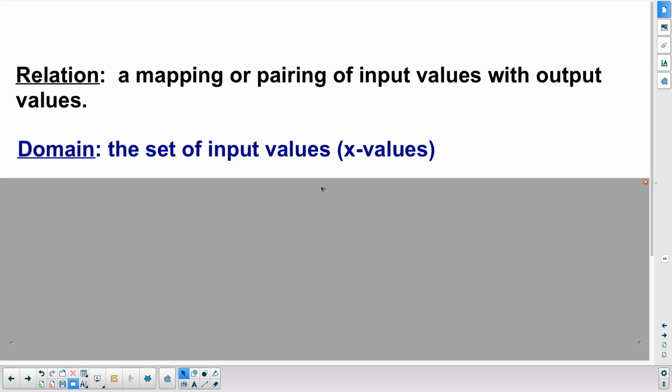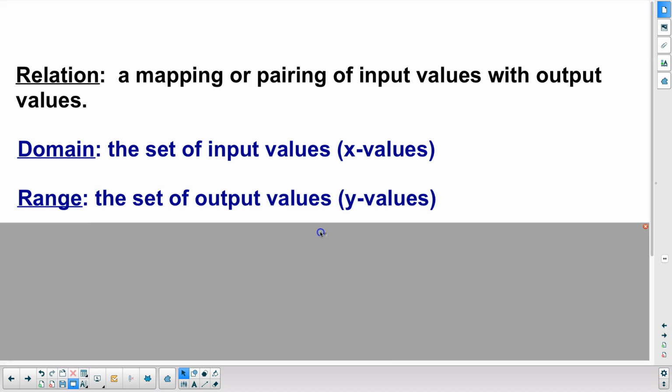So the set of all inputs. Range, then, is the set of all output values. Now, normally, we're going to be dealing with that dreaded F word, functions. And normally, the domain is the inputs, which is the x's, the x values. The range is the outputs, which is the y values. So from now on, domain is x values, range is y values.